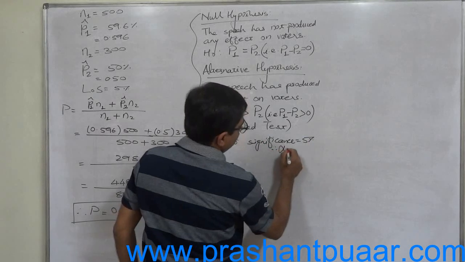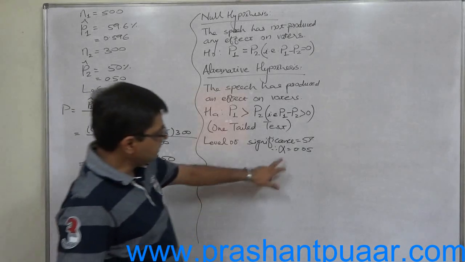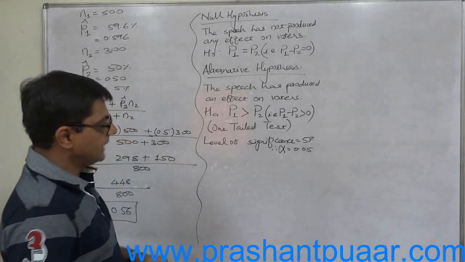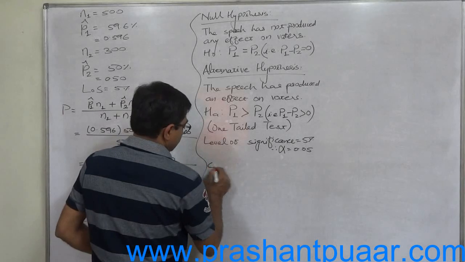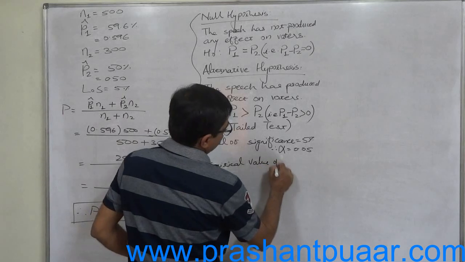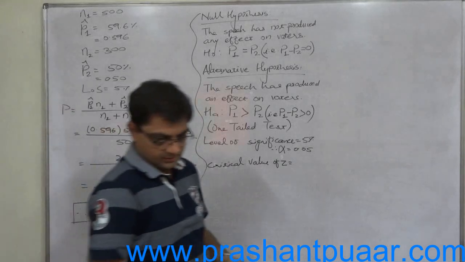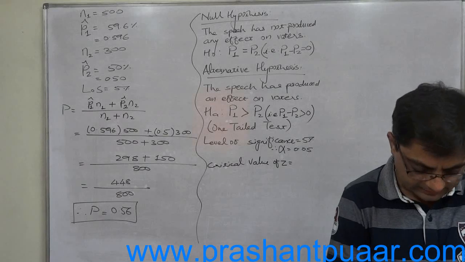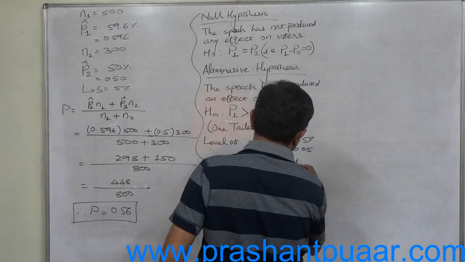Level of significance: that means alpha is 0.05. No need to, or rather, please don't divide it by 2. This is the case of a one-tail test. This is the case of a Z test. So, degrees of freedom infinite. Critical value of Z, 5% and one-tail test, alpha 0.05. So in the column of 0.05, yes, it is 1.645.